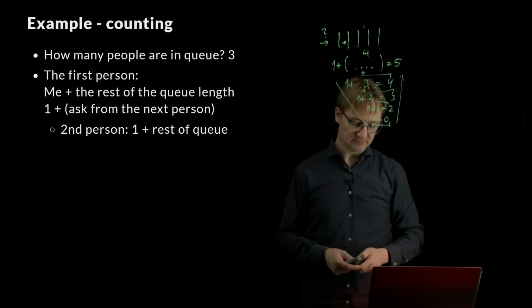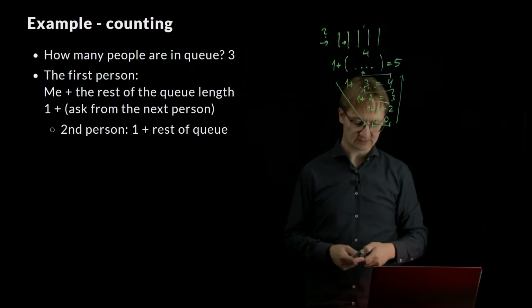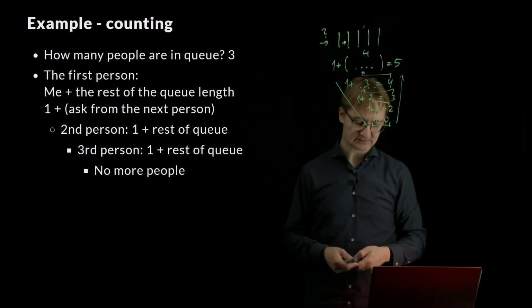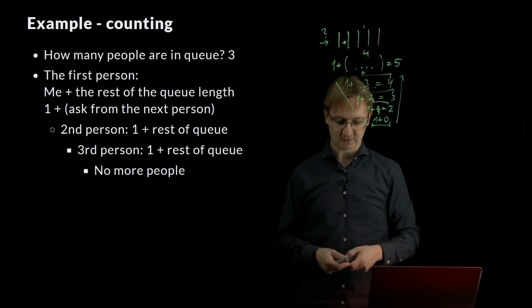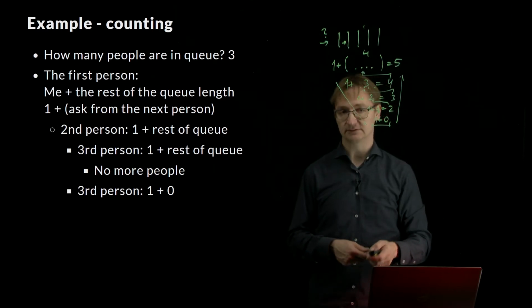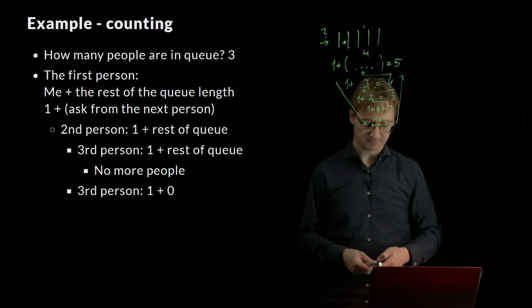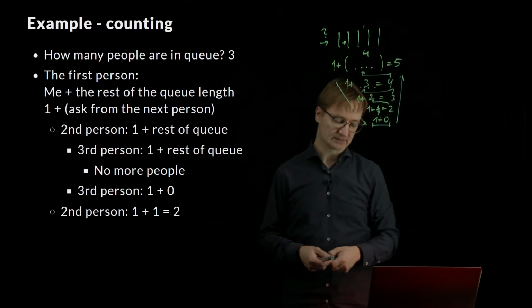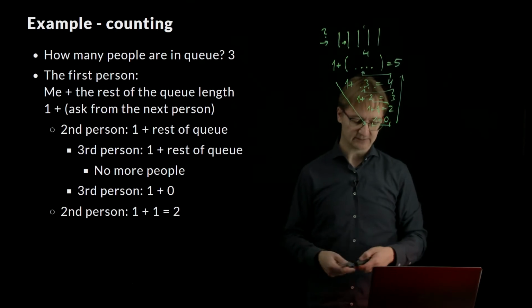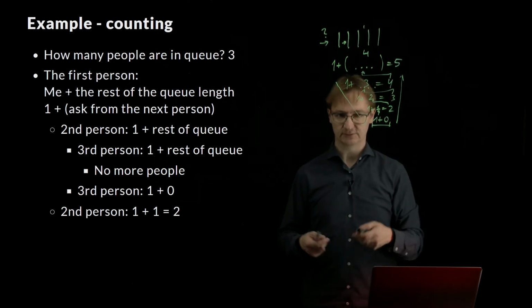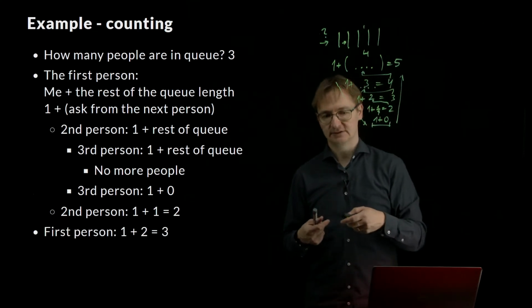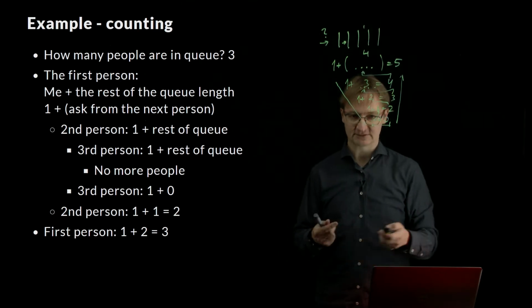And basically that's the same as I draw here. The second person says 1 plus the rest of the queue, and the third person says the same, and so on. But after the third person, there are no more people in my example. So this person can say that altogether there is 1 person in the queue. And then the second person can take the answer from the third person, which was 1, and add it to him or herself. So altogether there are 2 people in the queue, and the first person takes this 2, adds it to him or herself, and gets 3.